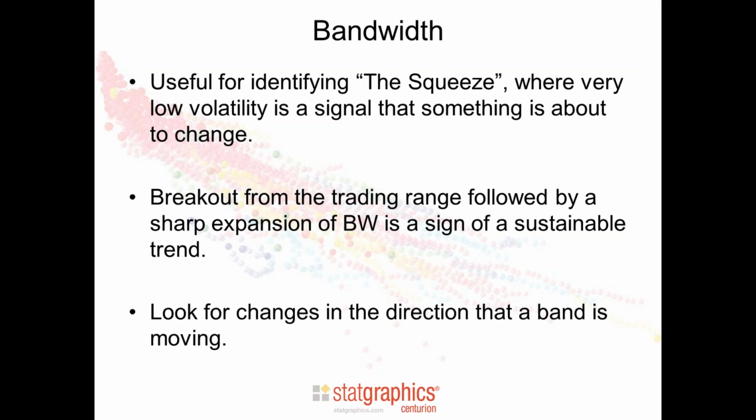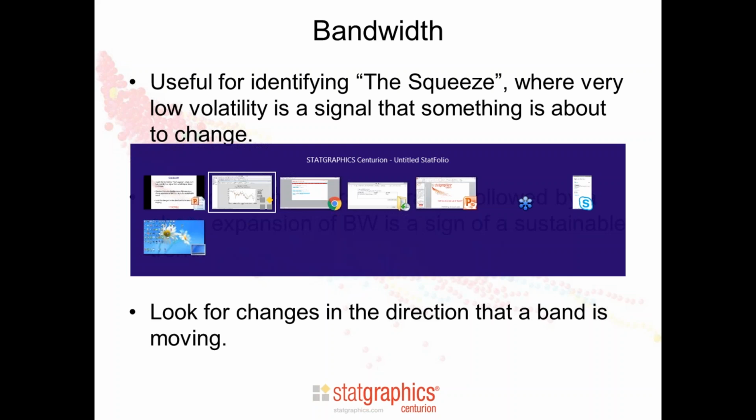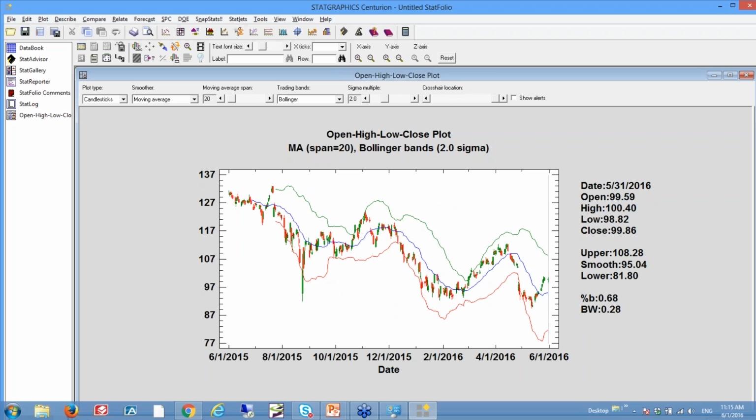The second thing to look for is a breakout from the trading range. If you see a breakout from the normal trading range followed by a sharp expansion of the bandwidth, Bollinger sees that as a sign of a sustainable trend. And finally, the third thing to look for is changes in the direction that a band is moving. Now, these things are easier to see if we go back to Statgraphics and actually look at the bands.